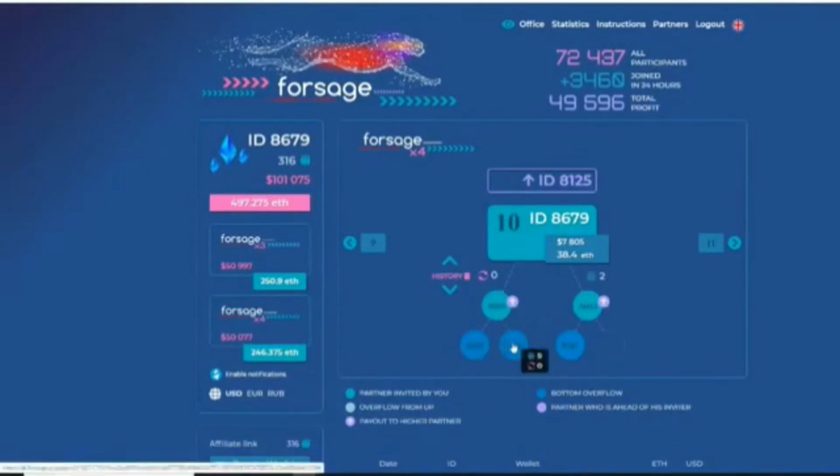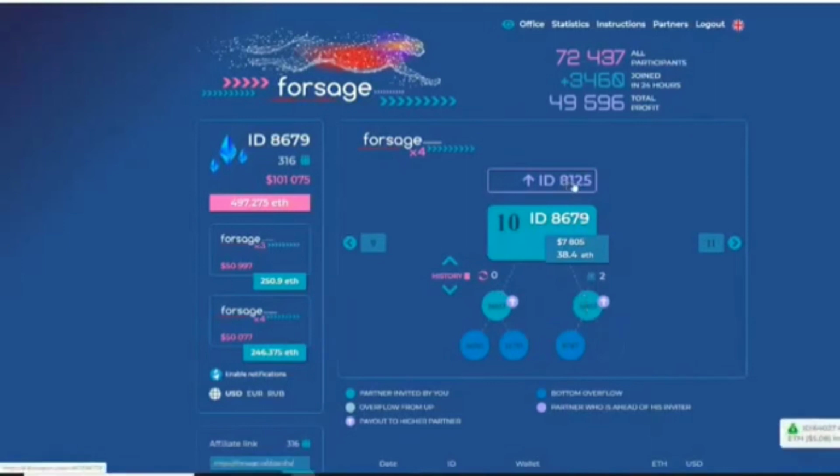But for 36053 it is the first line. Okay, is the first line. So he didn't get this money, but 8679, this spot, you get the money. So always you get the money from this spot, this, and this. Okay, the first two spots are going to the upline or to the spillover. You can always see who is getting it.